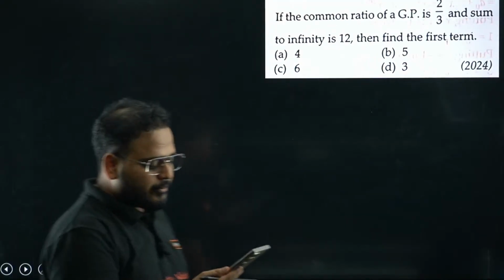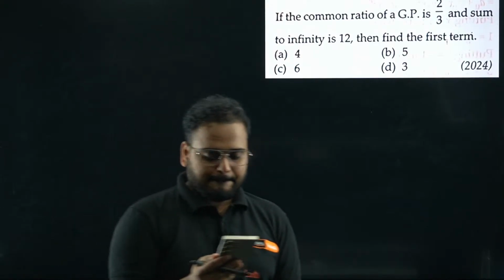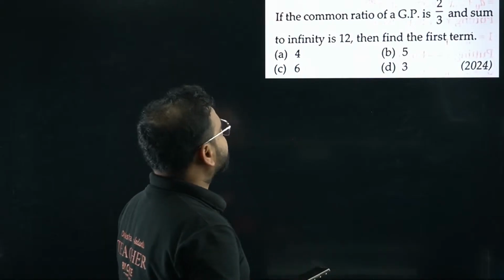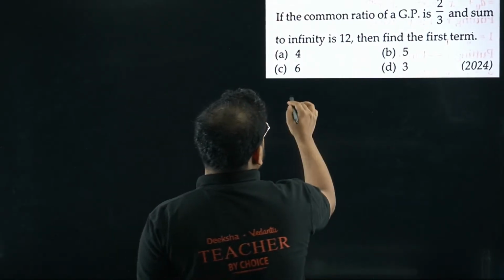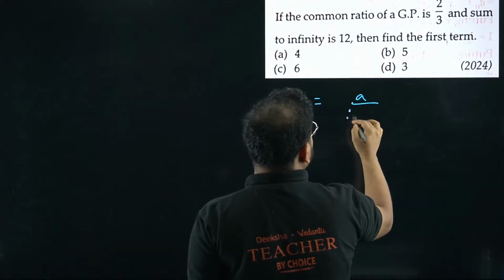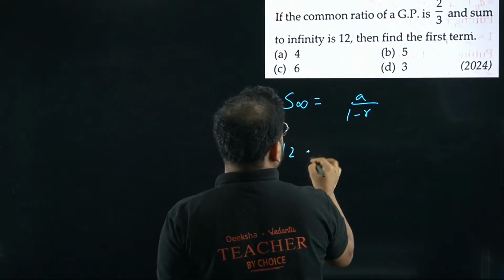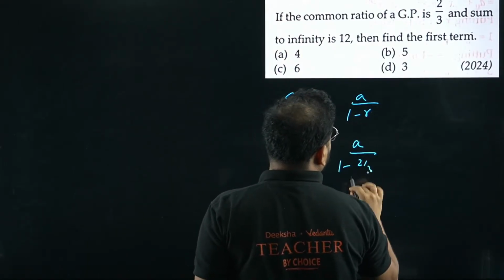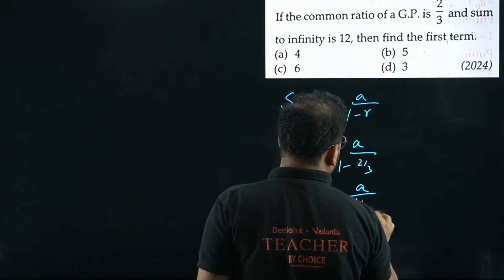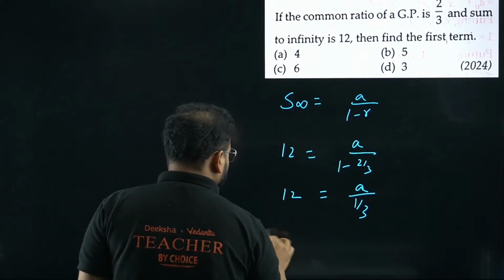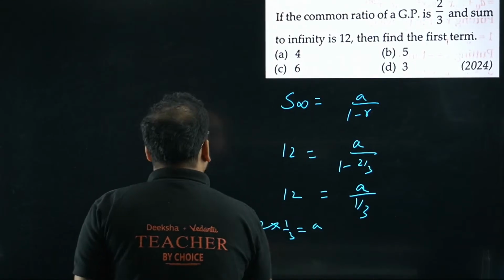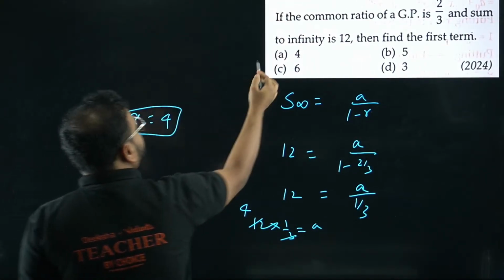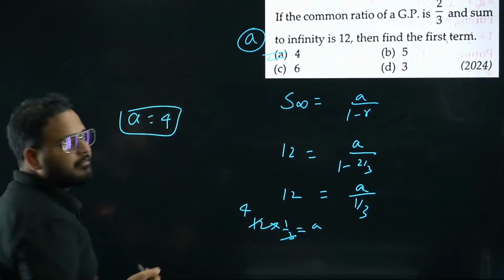Okay, yes, I think everyone has got the right answer. Very good. It looks like you guys are prepared for the examination. Narsimha, very good. If the common ratio of a GP is 2 by 3 and the sum to infinite terms is 12, find the first term. It is this formula, a upon 1 minus r. This is given as 12. First term is a only, right? 1 minus 2 by 3, I have a upon 1 by 3. Cross multiply, I get 12 into 1 by 3 equals a. So 3 fours are 12, the value of a is 4.